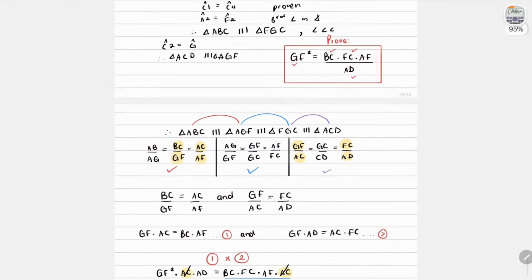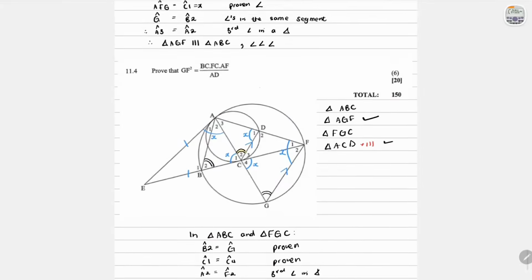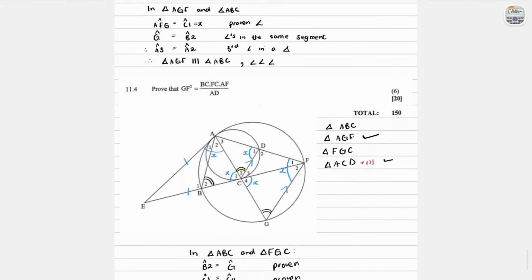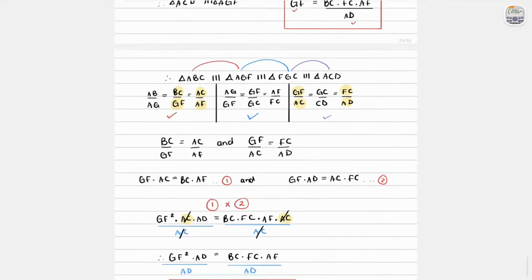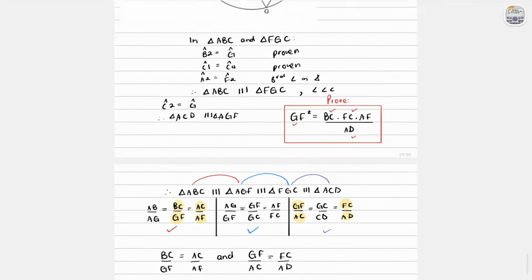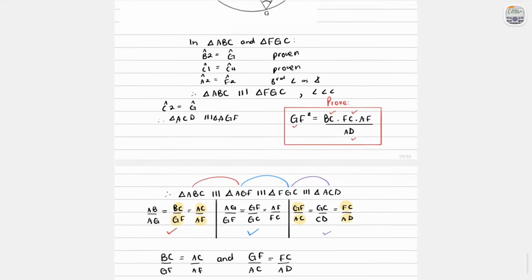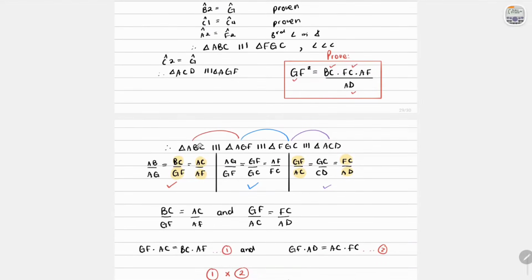So that was a very different kind of thing. It wasn't the obvious option this time. But yeah, that's how we prove that. There would also be different ways depending on how you structure those triangles, really.